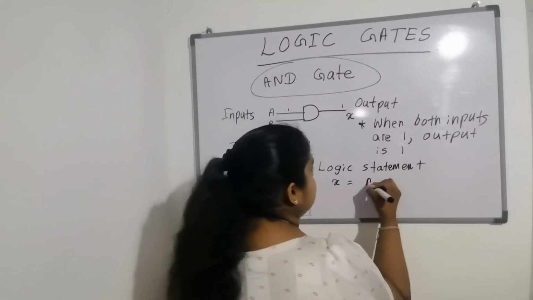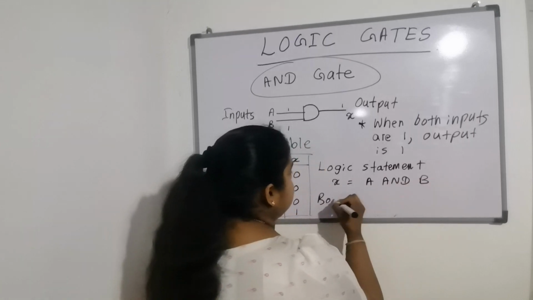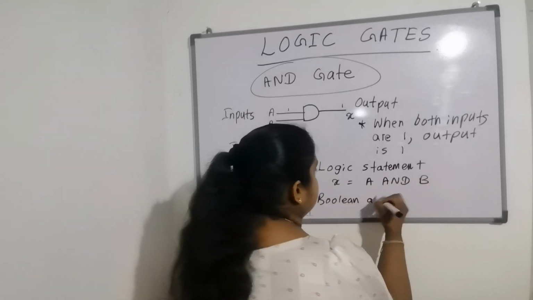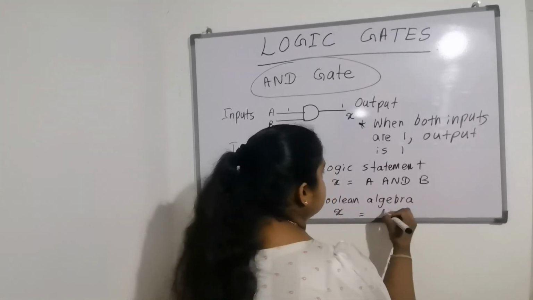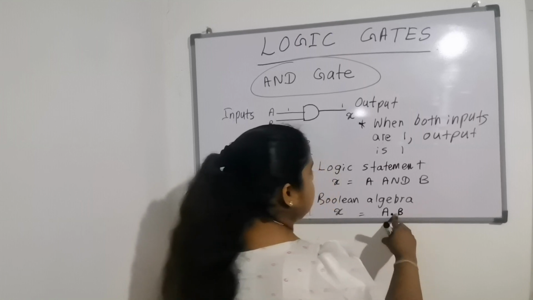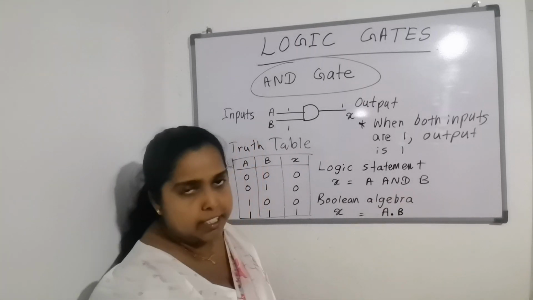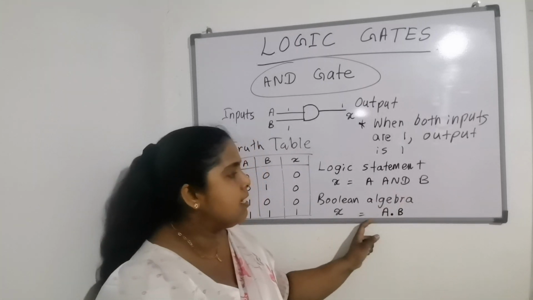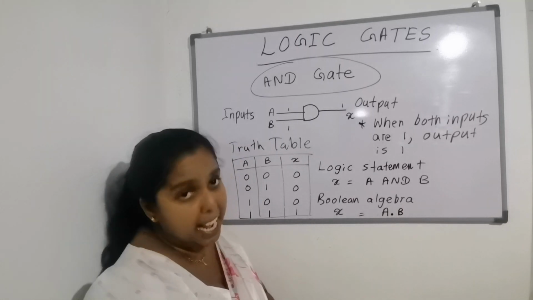X equals A and B. Boolean algebra: X equals A dot B. This dot symbol represents the keyword AND. So we say X equals A and B. That's about the AND gate.